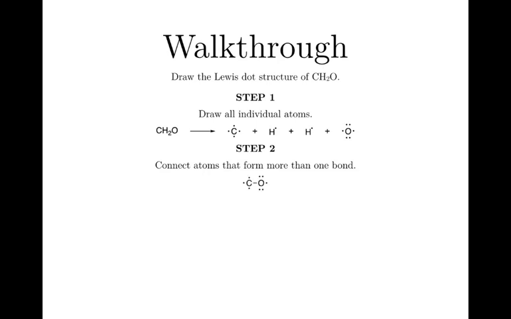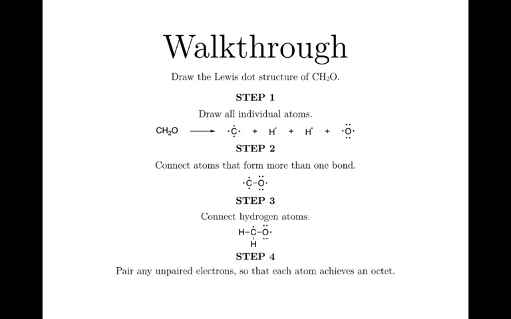Next, we're going to connect all of the hydrogen atoms. We place the hydrogen atoms next to carbon because carbon has more unpaired electrons than oxygen. And finally, we're going to check to see if each atom, except hydrogen, has a full octet. In our case here, neither the carbon nor the oxygen has a full octet, so we're going to pair up the unpaired electrons as a shared double bond between the carbon and the oxygen. So now all of the atoms have achieved the full octet.